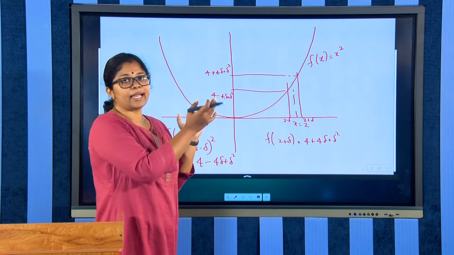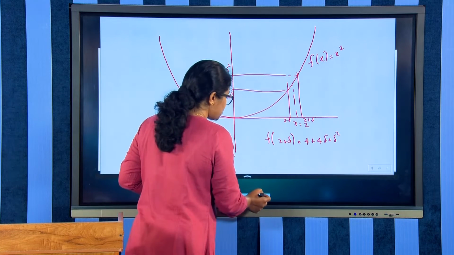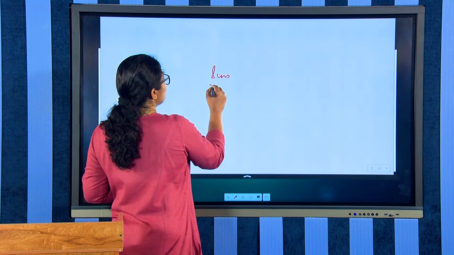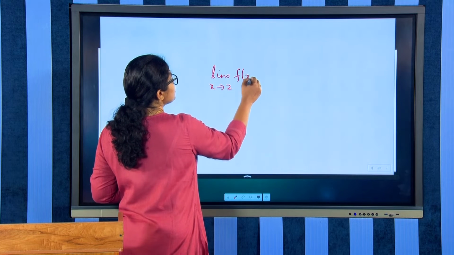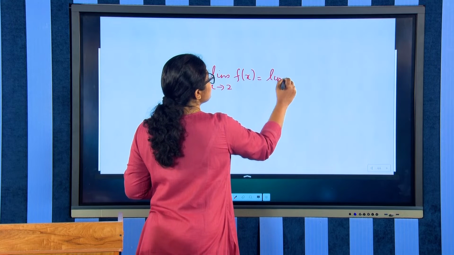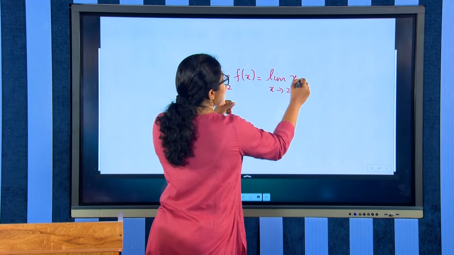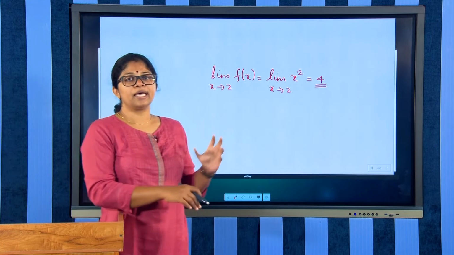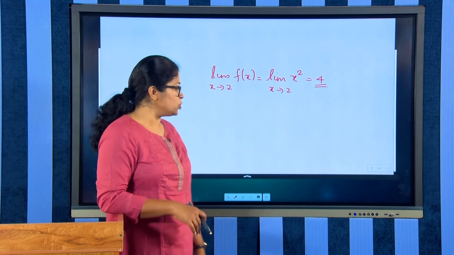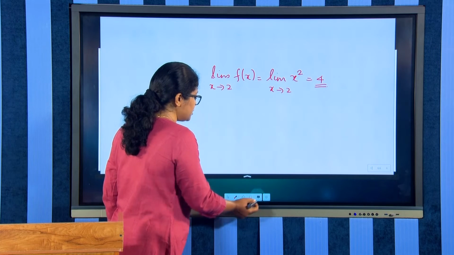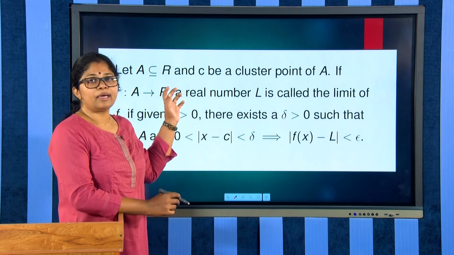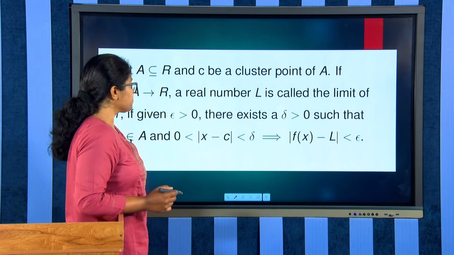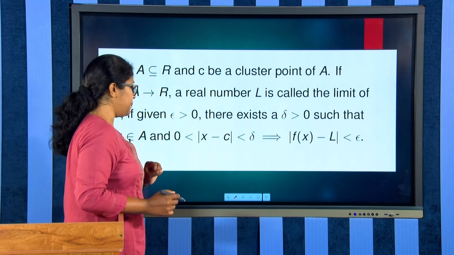So, that is the geometrical approach of getting the limit, and we have limit x tends to 2, f of x is equal to limit x tends to 2, here f of x is x square, and that is exactly equal to 4. So, this is how we get the limit using a geometrical approach, and that is exactly expressed in this representation using delta and epsilon. So, this is the concept of limit.